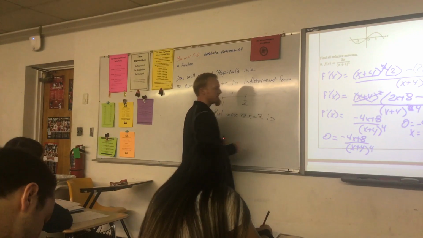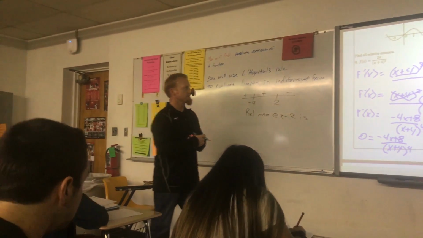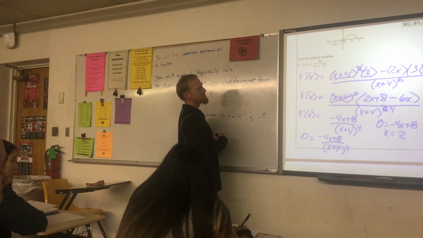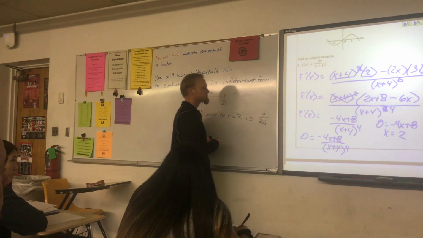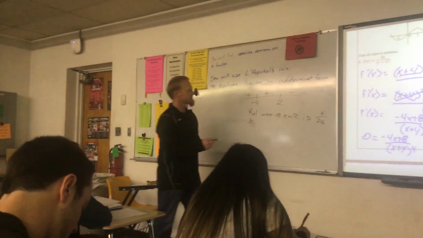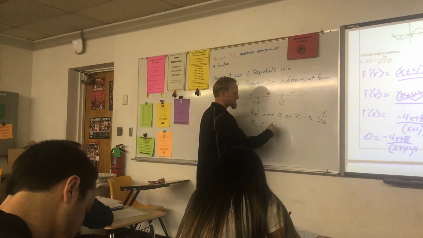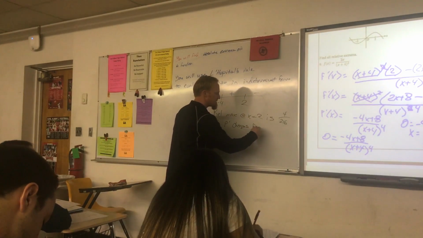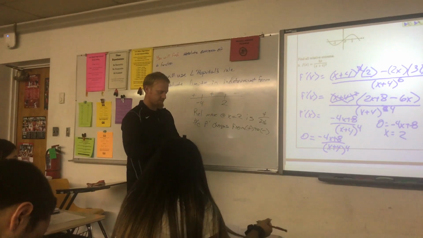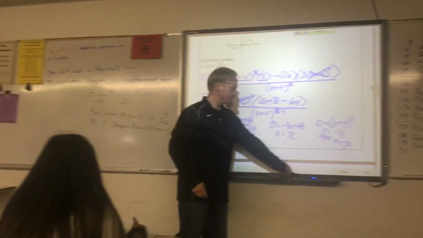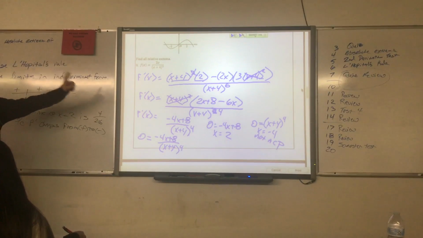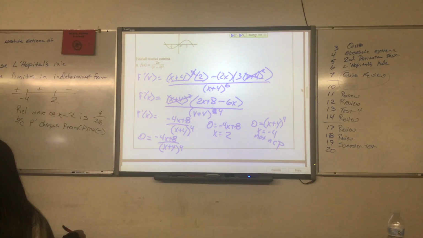If I wanted to know what it is, what would I do? Plug it into the original. If I plug in 2, that's going to give me 4 on the top, 6 cubed. I think that's 216. And what's my explanation? F prime changes from positive to negative. There it is. It just depends on what it says. If it says find all relative extrema, I'd go ahead and do it. It's not that hard, just plug in.